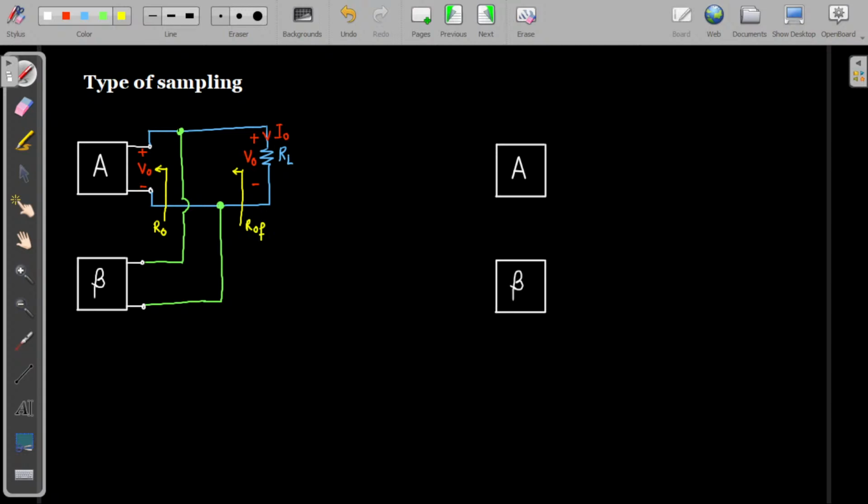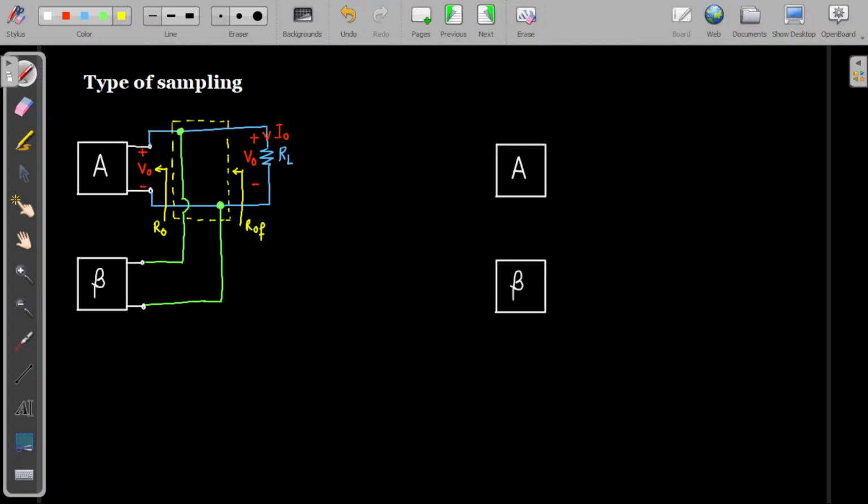Okay, so this one is the sampler. यह आपका सैम्पलर है. सैम्पलर के ठीक पहले अगर आप आउटपुट इम्पीडेंस निकालते हैं, that will be called the output impedance of the basic amplifier. And sampler के just बाद if we find the output impedance, that will be called the output impedance of the feedback amplifier.